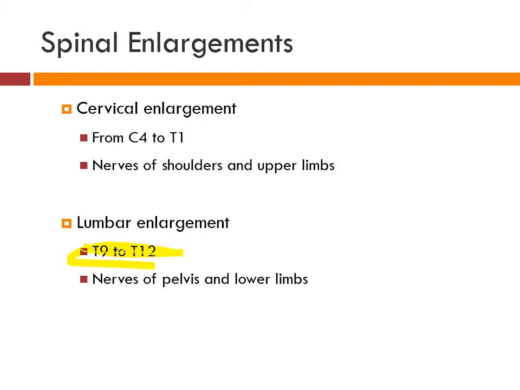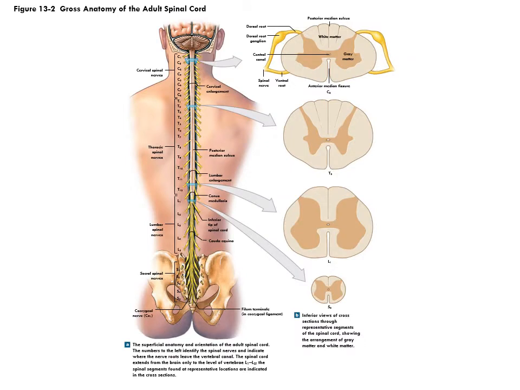The nerves that leave the cervical enlargement create what we call the brachial plexus. A plexus is where a group of nerves come together and sort of intermingle and then move on to supply other regions. So the brachial plexus arises from the cervical enlargement, and the lumbosacral plexus arises from the lumbar enlargement. So here's a picture.